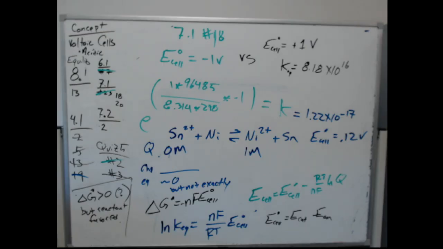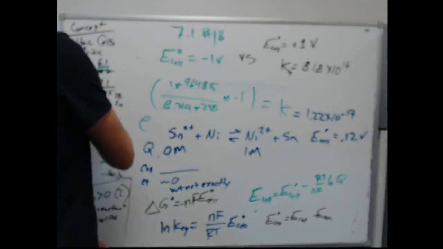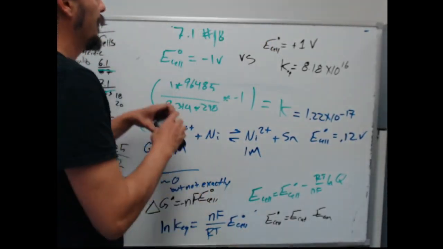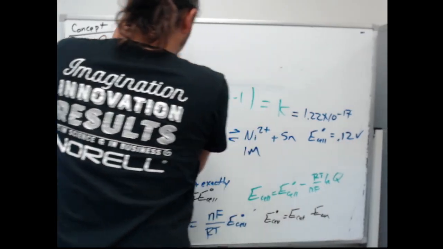Since we're on the topic, should we look at 8.1 number 13? Non-standard cell potential? Okay. Let's look at 8.1 number 13 real quick and see how it plays into this idea as well. See you back, see ya.